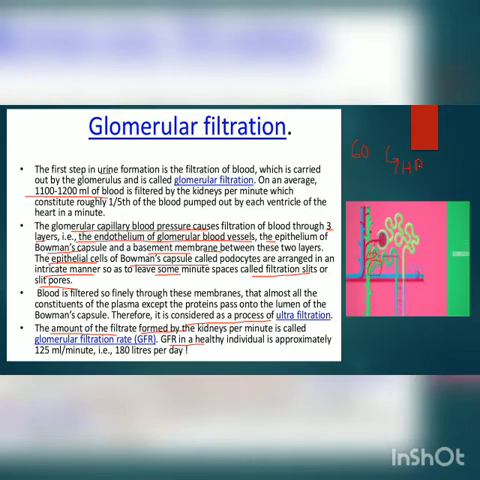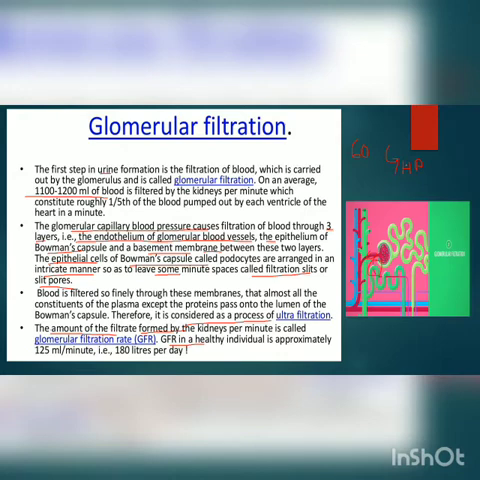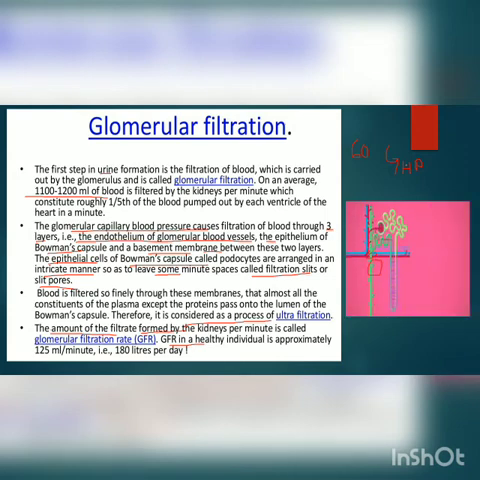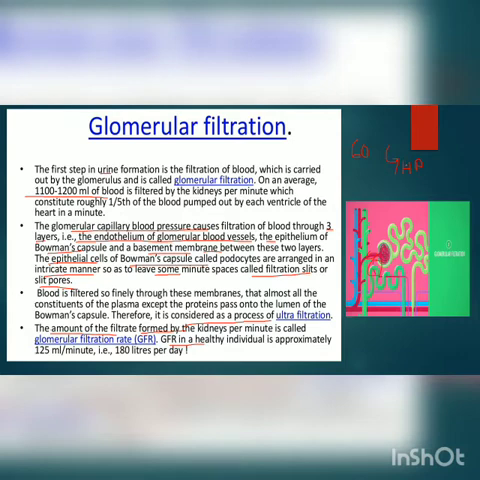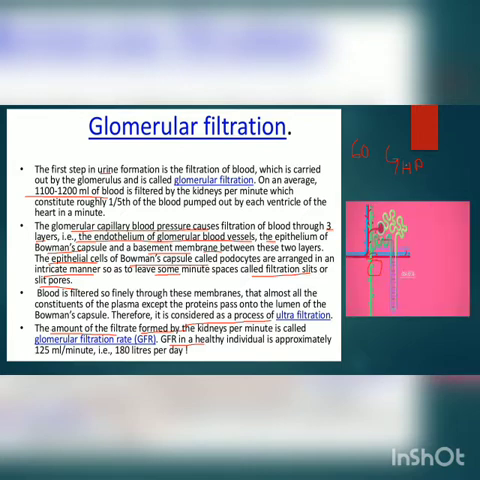GHP, glomerular hydrostatic pressure. The osmotic concentration of the proteinaceous content of glomerular blood is equivalent to 30 mmHg, and this is called the blood colloidal osmotic pressure. So this is the pressure of glomerular blood here due to the proteinaceous content.